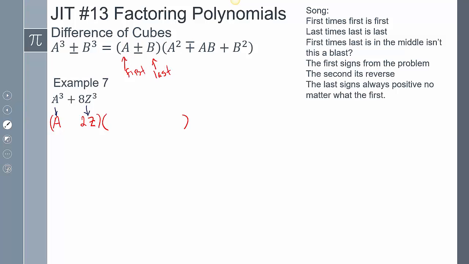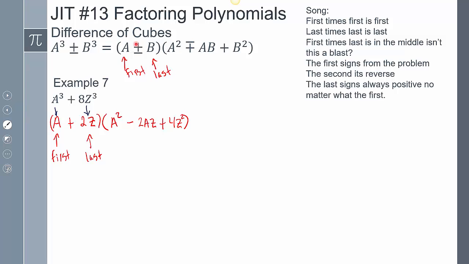First times first is first, last times last is last, first times last is in the middle, isn't this a blast? The first sign's from the problem, the second's its reversed, the last sign's always positive no matter what the first. And you're done. It's been factored.